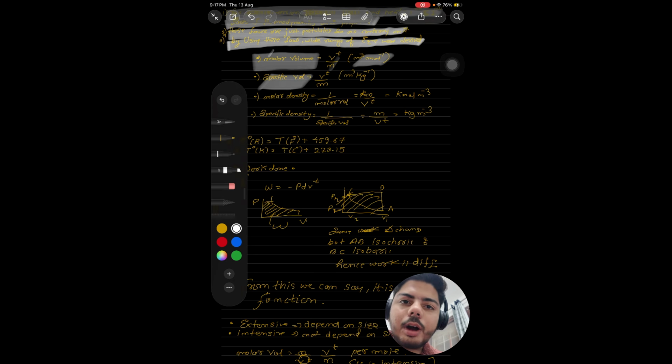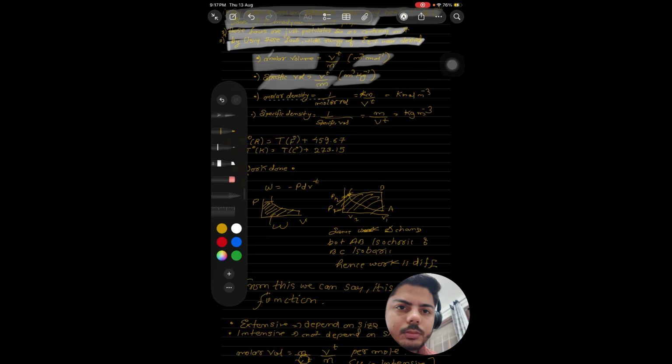What is the specific volume? Specific volume means the complete volume of the system per kilo. It's not the volume of the entire system. It's the volume of just 1 kilo of the system. That's the meaning of it. The unit is meter cube per kg.